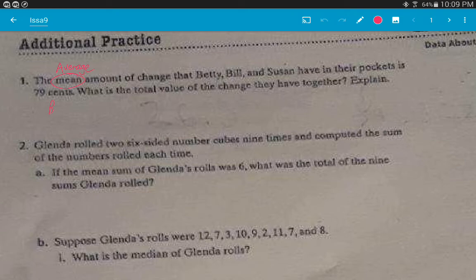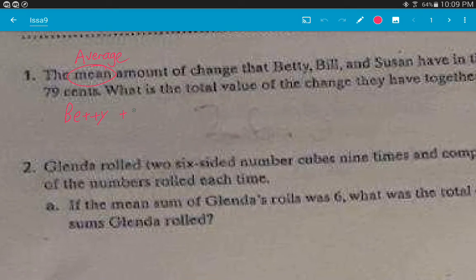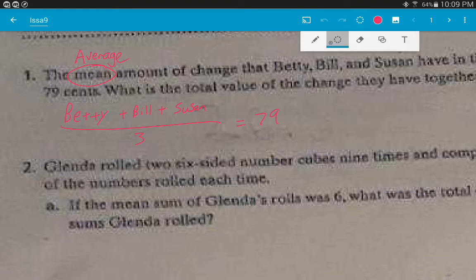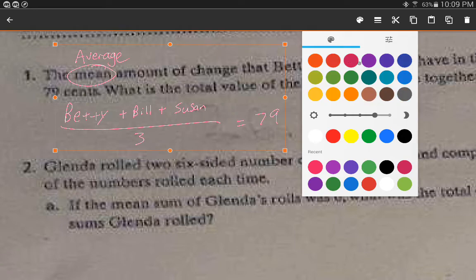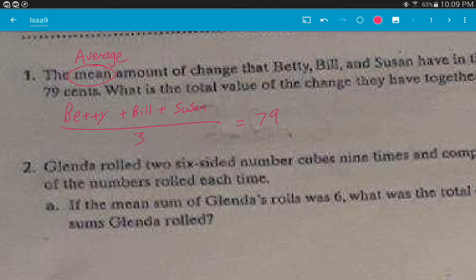So essentially, Betty plus Bill plus Susan divided by 3 is going to equal 79 cents. Let me make that all a little bit darker. There we go.